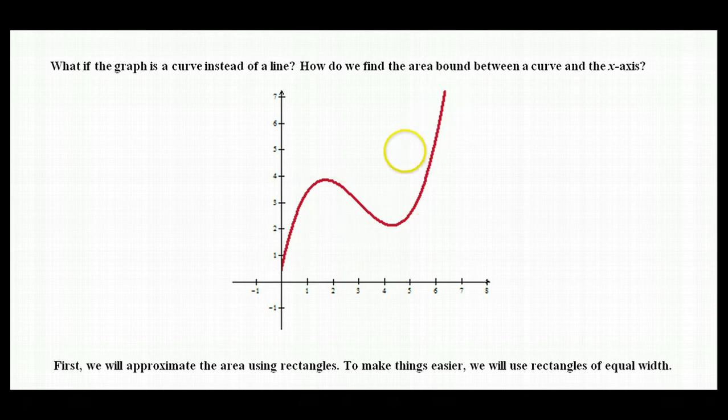So we're first going to start out by doing some approximating. We're going to approximate the area underneath that curve using rectangles. And to make things easier, we're first going to use rectangles that each have equal width. So to find the area under this curve, let's start out with an approximation.